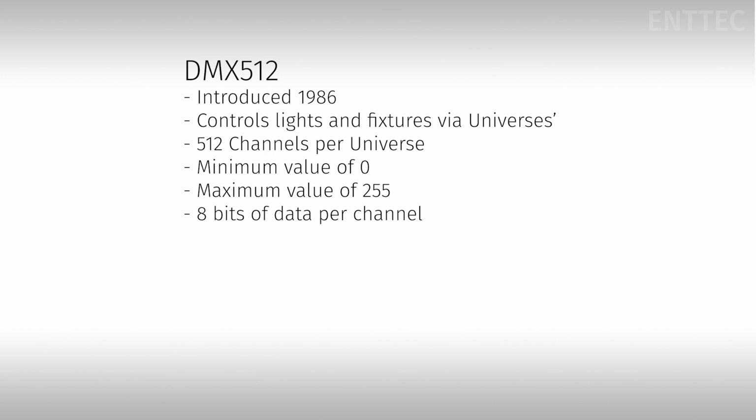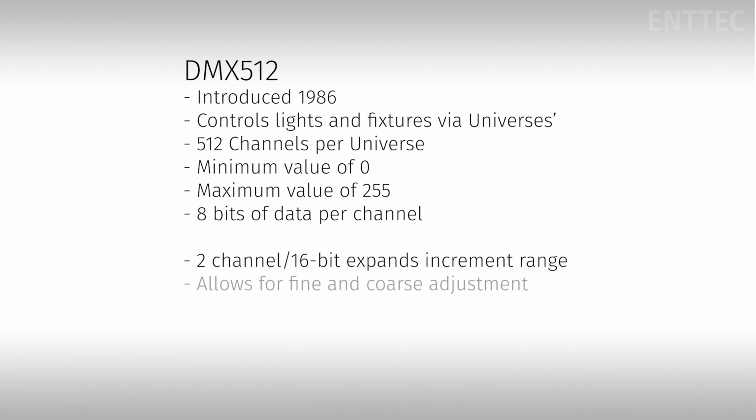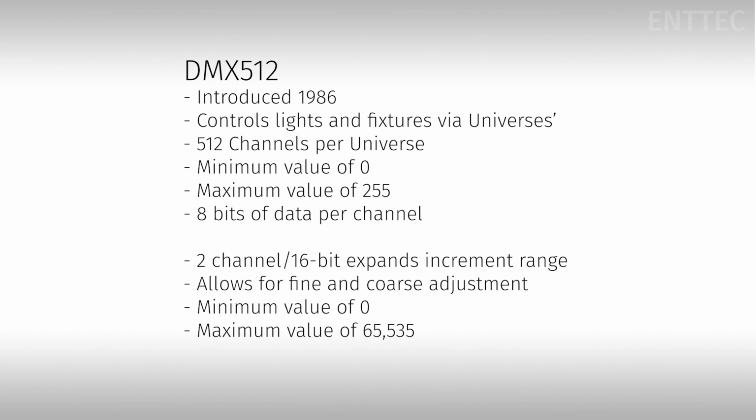As well as this, some fixtures might use 2 channels or 16 bits of data to increase the increment range of a certain parameter. This will provide you with a fine and a coarse adjustment, and it means our increment range is now 0 to 65,535. This is a massive amount of adjustability. This sort of feature is more commonly used on moving head type fixtures, so we don't really need to worry about it too much here, but it's worth noting to get the whole picture.